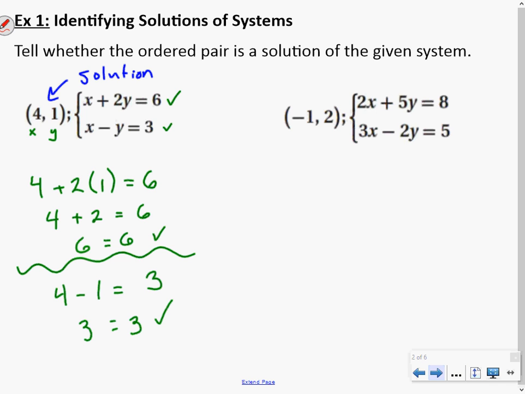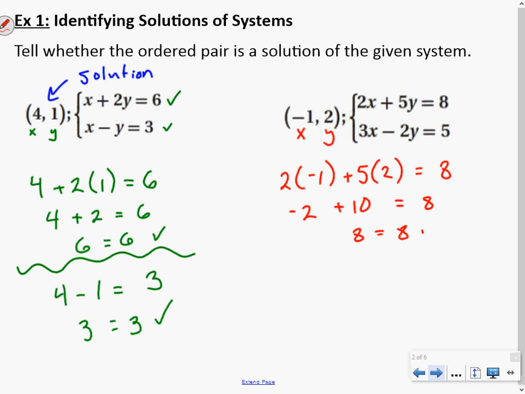So let's look at another example here. Okay, we've got a point negative 1, 2. So that's my x, my y. And again, we're going to plug in those values to each equation and see if it makes the equation true. So we would have 2 times negative 1 plus 5 times 2. 2 times negative 1 is negative 2. 5 times 2 is 10. Negative 2 plus 10 gives us 8. So that point makes our top equation true. We just have to check the bottom equation now.